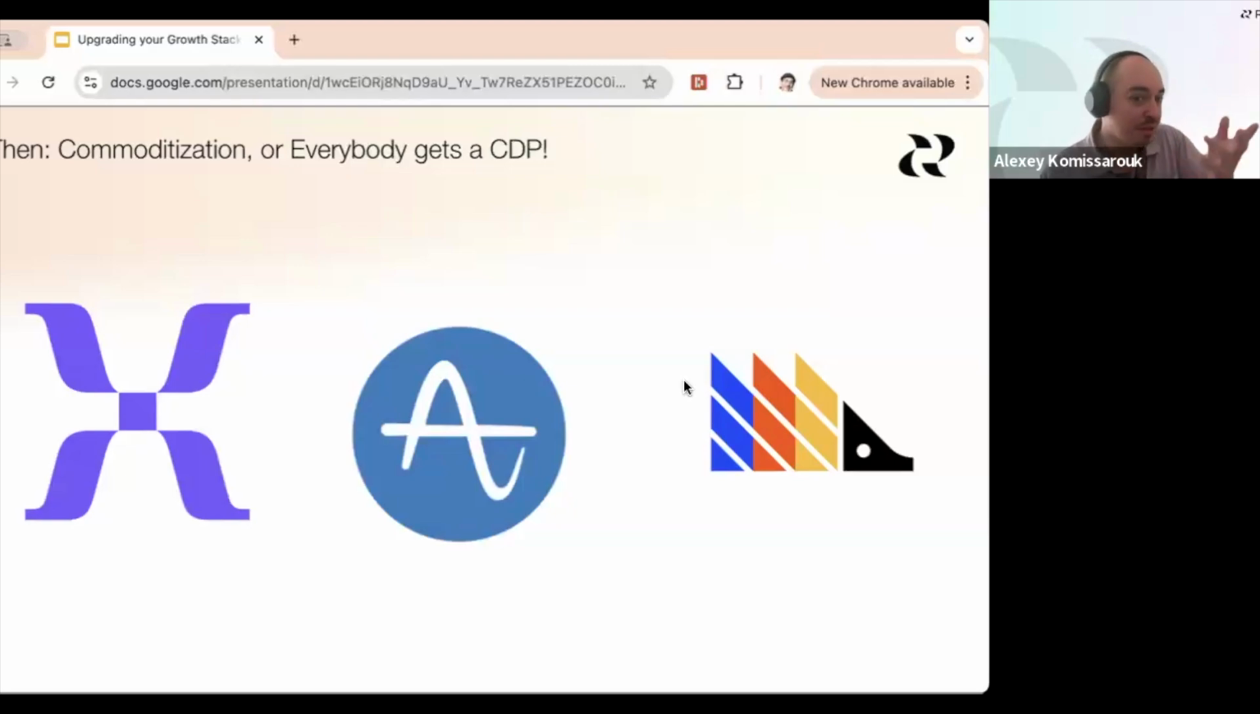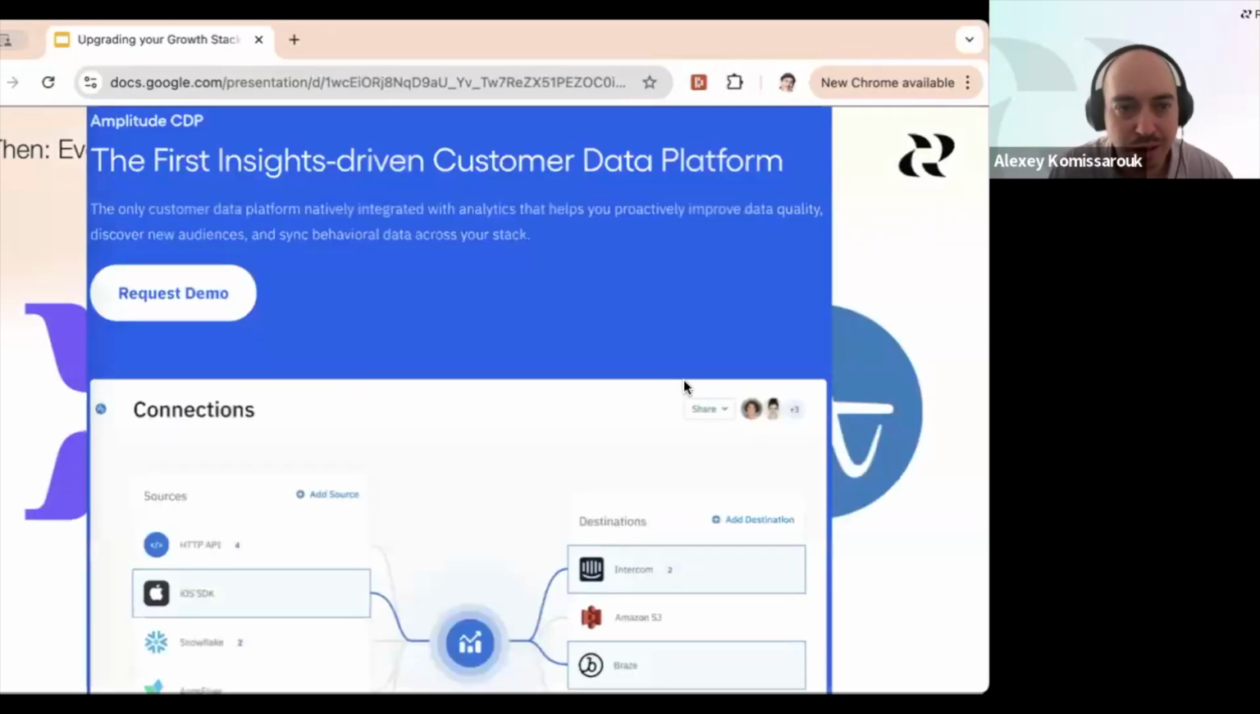Actually, Amplitude has a CDP now. Here's all the destinations. Here's all the sources. It's not going to have 200 of them because they haven't invested quite that much. It's not going to have the full functionality, but it may be close enough that maybe you can get by with just Amplitude. And Mixpanel similarly started adding sources and destinations, saying, hey, we have this now. We will handle this for you.